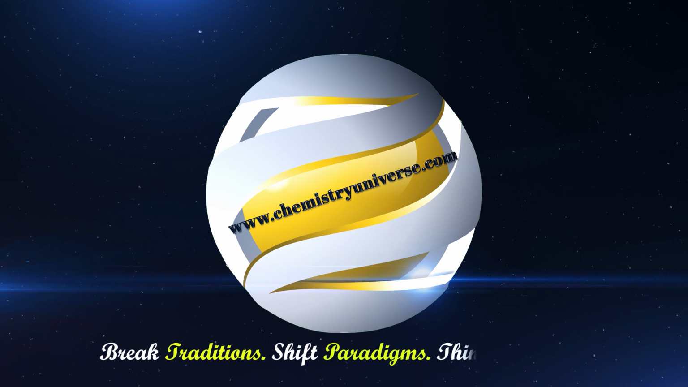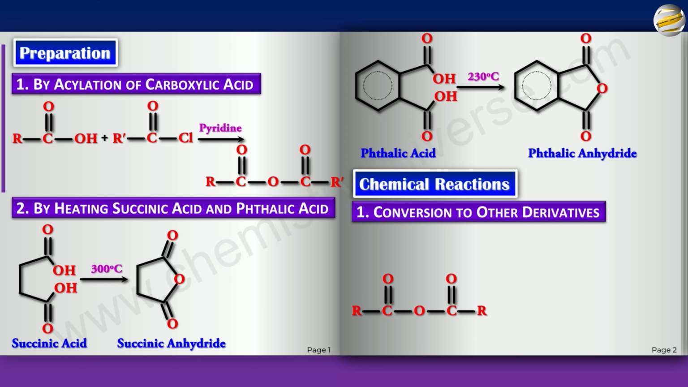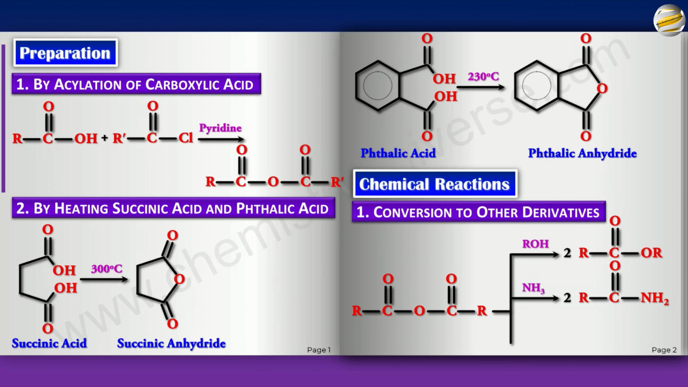Then we talk about chemical reactions. Well, you can convert them into other acid derivatives. You cannot convert them into acid halide directly, but you can convert them into ester. Because remember, alkoxides are more nucleophilic than carboxylate. So they can replace the carboxylate and you'll get ester. And if you use 2 ROH, you'll get 2 times ester. Then with ammonia, you'll get amide. And with hydrolysis, you'll get carboxylic acid.